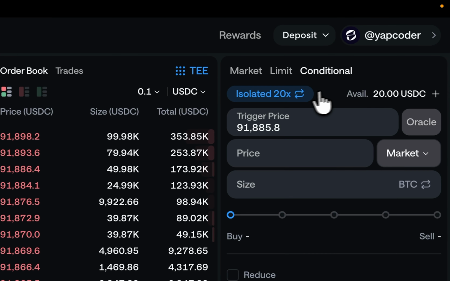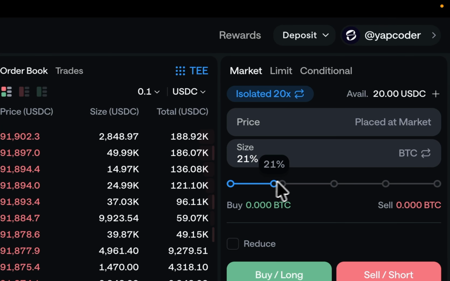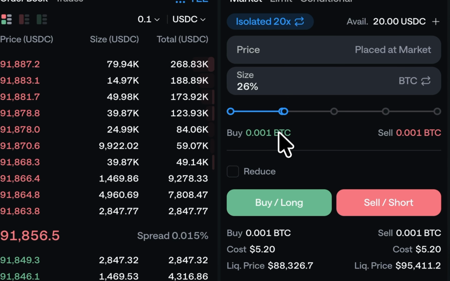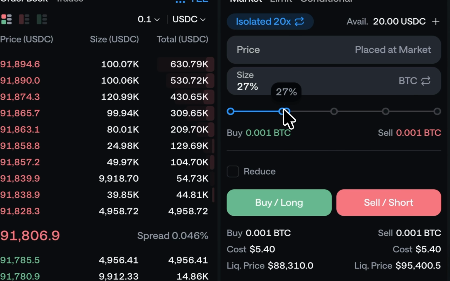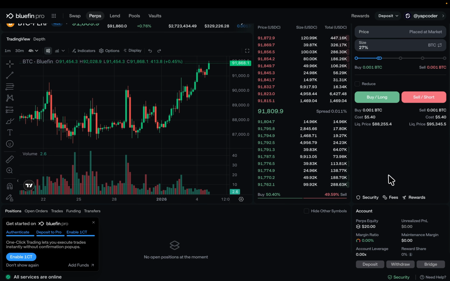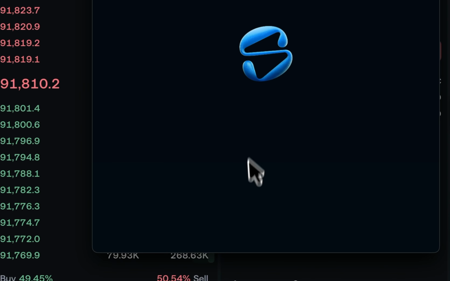So yeah, let's trade. I want to try a market order. Remember, the market order is trading at the market price, and you just select the size, which is how much you want to buy, and then you can buy or long, or sell or short. In this case, let's do a short. I think shorts is what I want to do right now.